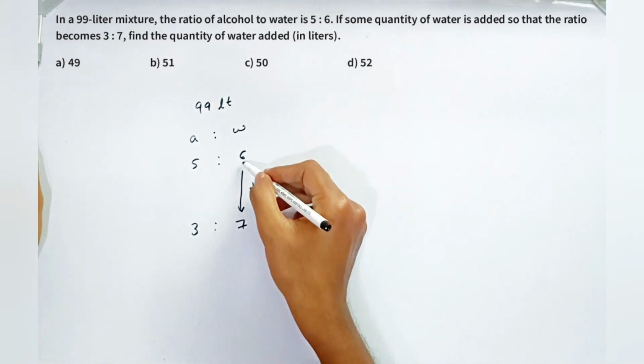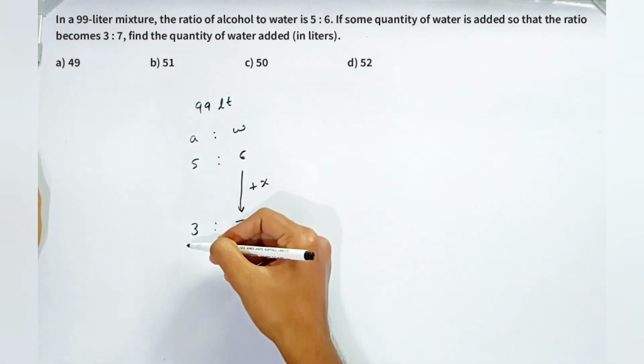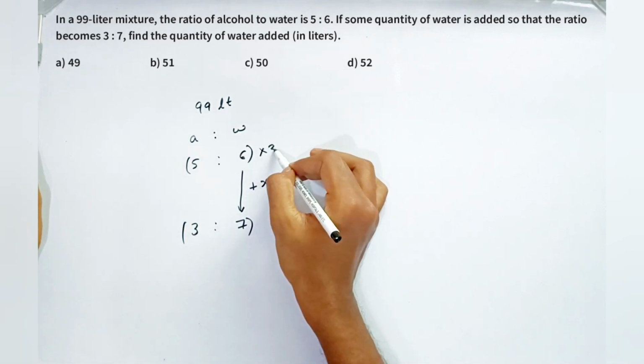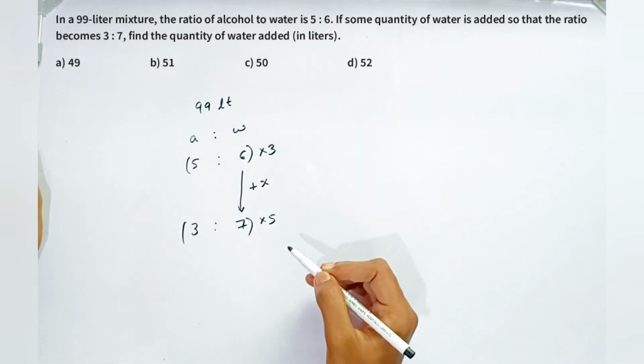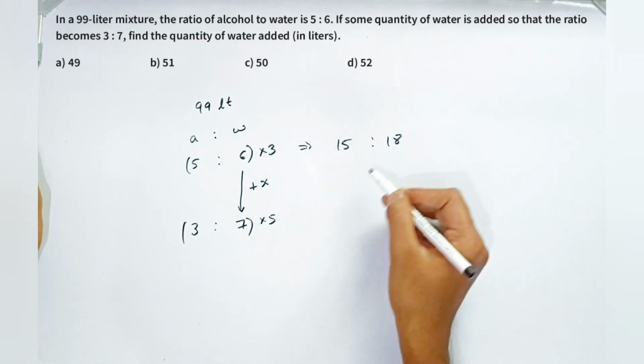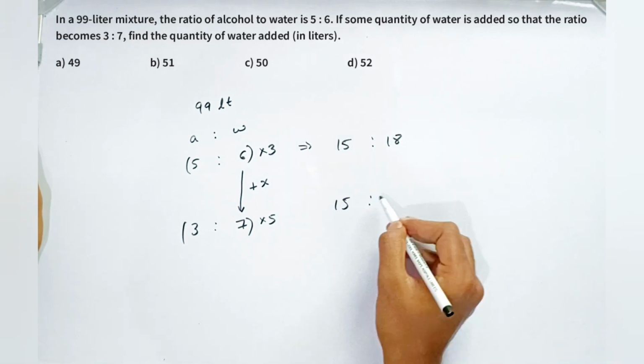Okay, and since only water is added, the alcohol is the same, right? So we have to make this alcohol the same. For that purpose, I'm multiplying this by 3 and this by 5. After that, we will get 15:18, and here we'll get 15:35.